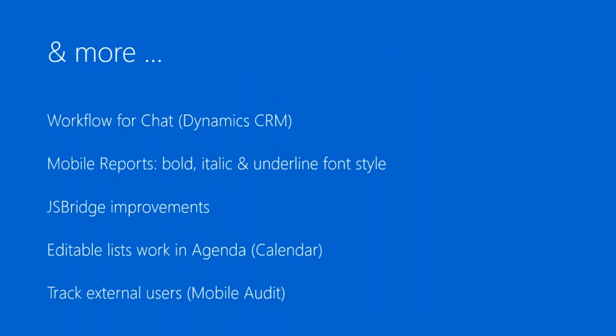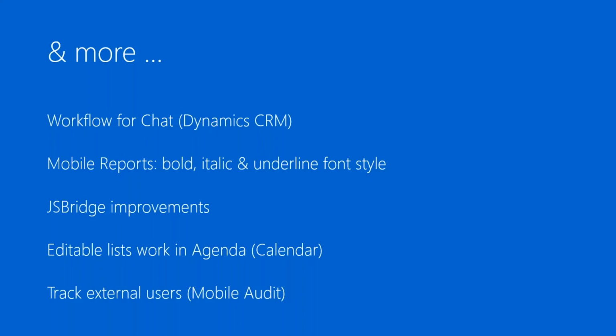Obviously, there is a lot more which I haven't covered today. There are workflows for chat. So in Dynamics CRM, you can generate Resco chat messages much more easily when something happens, so create them automatically. In mobile reports, you can now have different bold, italic, underline styles, so very easily manage styling options there. In JavaScript Bridge, we have made great improvements, setting different lookup views and so on, problems that you have faced and have reported to us.